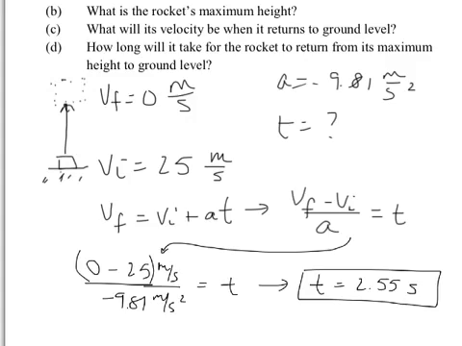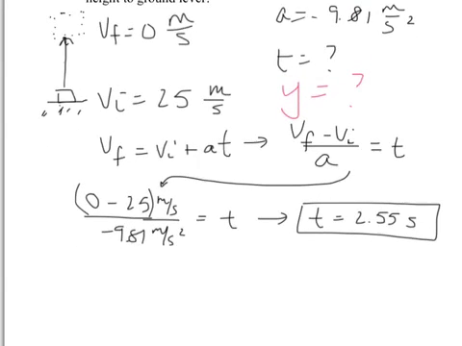Part B says, what is the rocket's maximum height? So the same problem again, but now we're looking for the value of y. Well, if we have the same problem, we should go about solving it pretty much the same way. Think of this now, again, only as the first half of the trip, or the first leg of the trip. So now let's use the equation Vf squared equals Vi squared plus 2ay. And we want to solve, in this case, for the value of y.